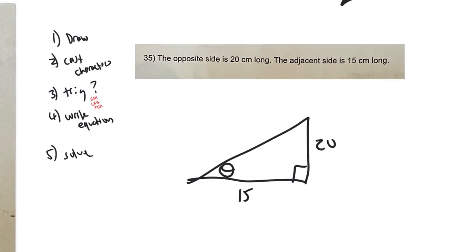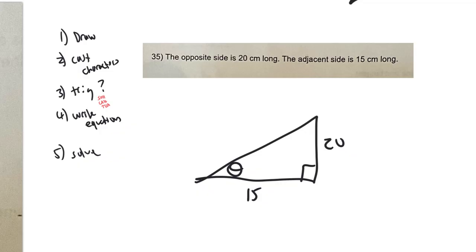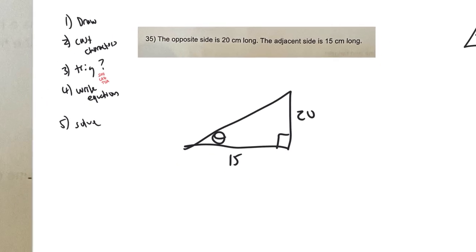Okay. Step number 1, draw the triangle. Well, we just did it. Step number 2, cast of characters. This is the opposite side, and this is the adjacent side. Step number 3, identify which trig function you want to use. Well, it has to do with the cast of characters. We have the opposite side, we have the adjacent side. So that's TOA, right? Opposite, adjacent. So that's tan, right?